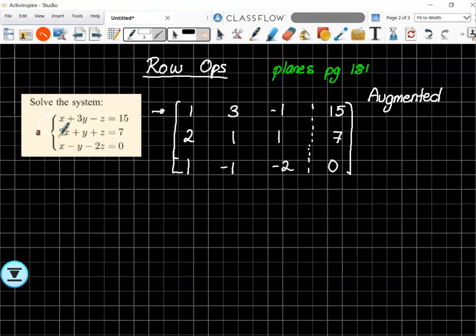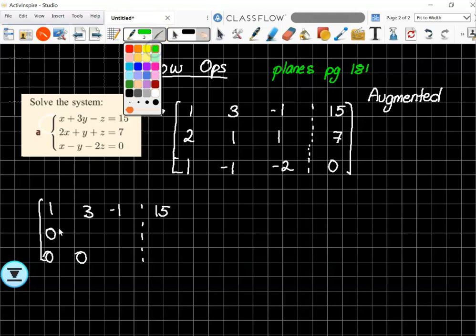What are we trying to do? The first row is going to pretty much stay the same. We're going to try and make this into a 0, this into a 0, and then even this one into a 0. So that's what we're heading for. We will do this in our first step, second step, third step, and we will always use row 1. So here we go.